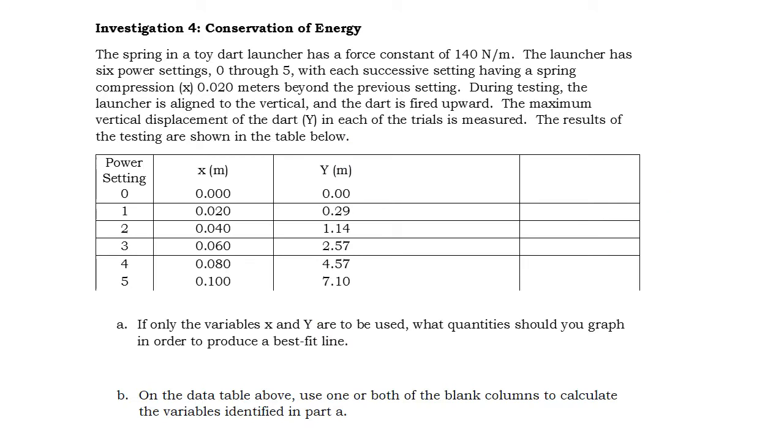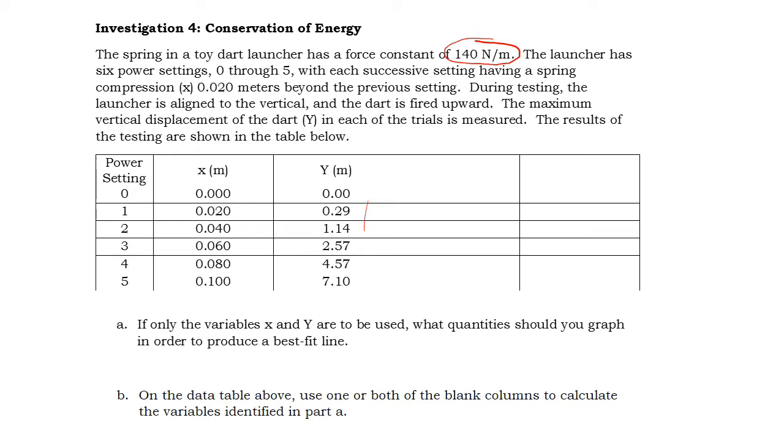So in this problem, we're shooting up a toy dart with a launcher that has a spring compressed in it, and the spring constant is 140 newtons per meter. We can compress the spring different amounts in 0.02 meter intervals, anywhere from not compressing it at all the way to compressing it 10 centimeters. We launch the dart directly upward, and so what's happening is the elastic potential energy stored in the spring is going to become gravitational potential energy when the dart's at its maximum height.